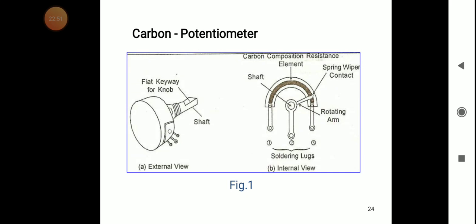You can see the carbon potentiometer, how it looks. You can see the external view and internal view. In the carbon potentiometer, we have the carbon composition resistance element. We have 3 terminals. The shaft is there. The spring wiper contact is there. The rotating arm: whenever we rotate the shaft, it will move from the first contact to the third contact. This is the carbon potentiometer, or carbon composition potentiometer.